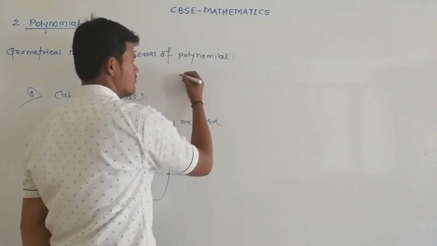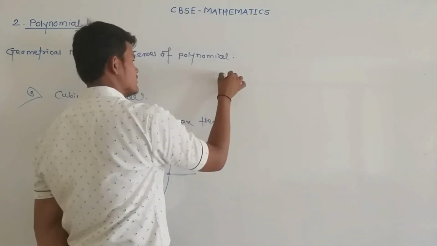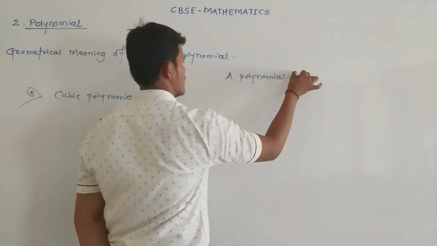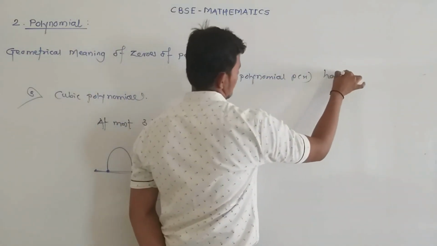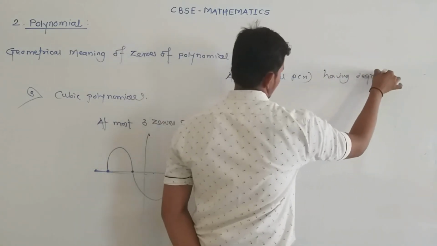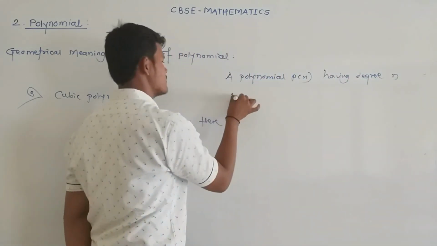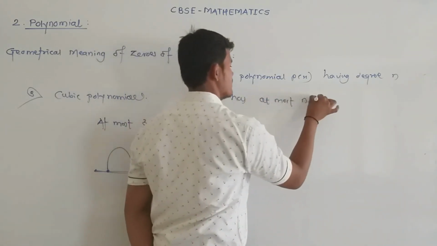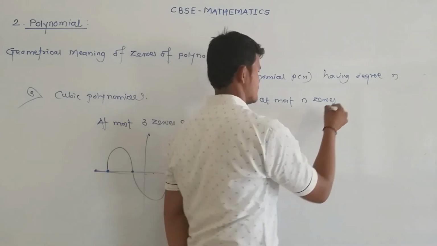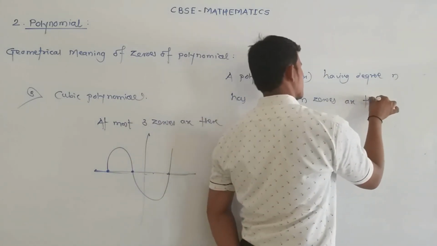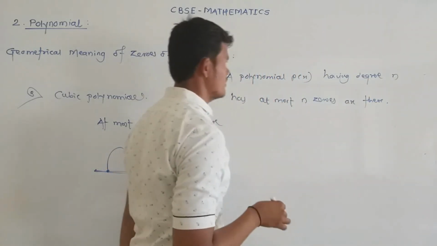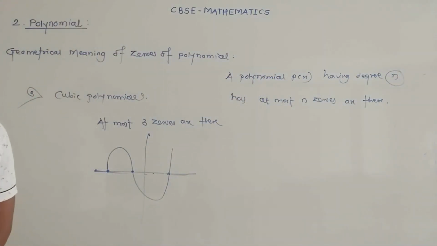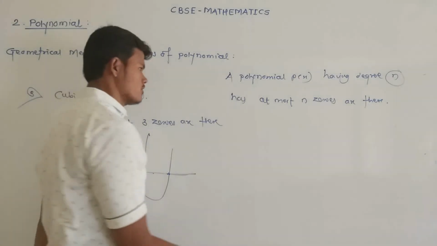So from the above three polynomials we get that a polynomial p of x having degree n has at most n zeros. That means if the degree of the polynomial is 2, then at most 2 zeros are there. If the degree of the polynomial is 4, then at most 4 zeros are there.